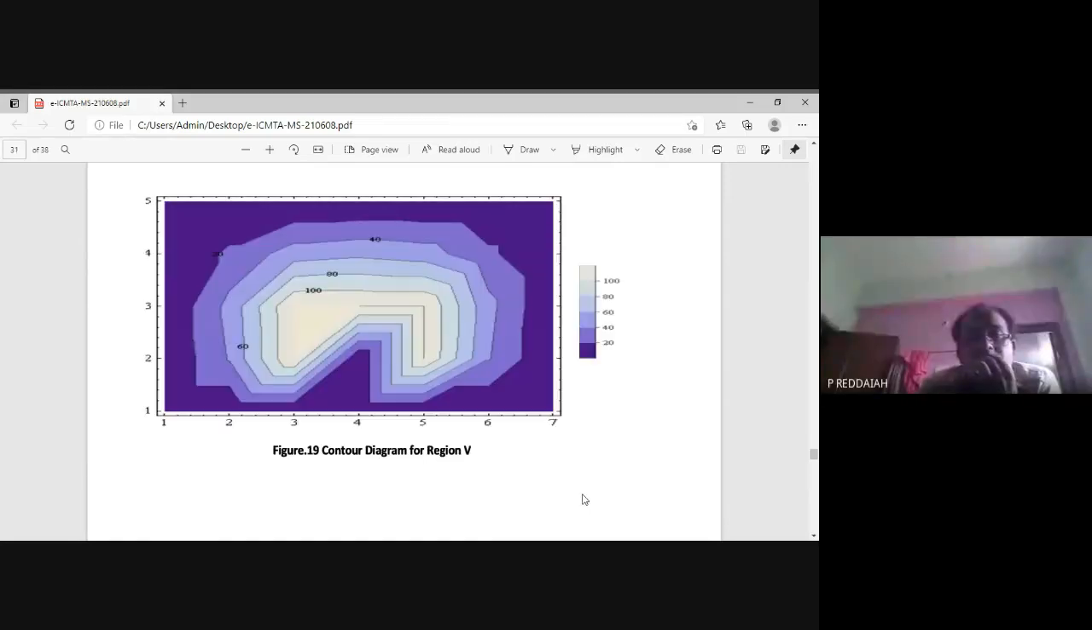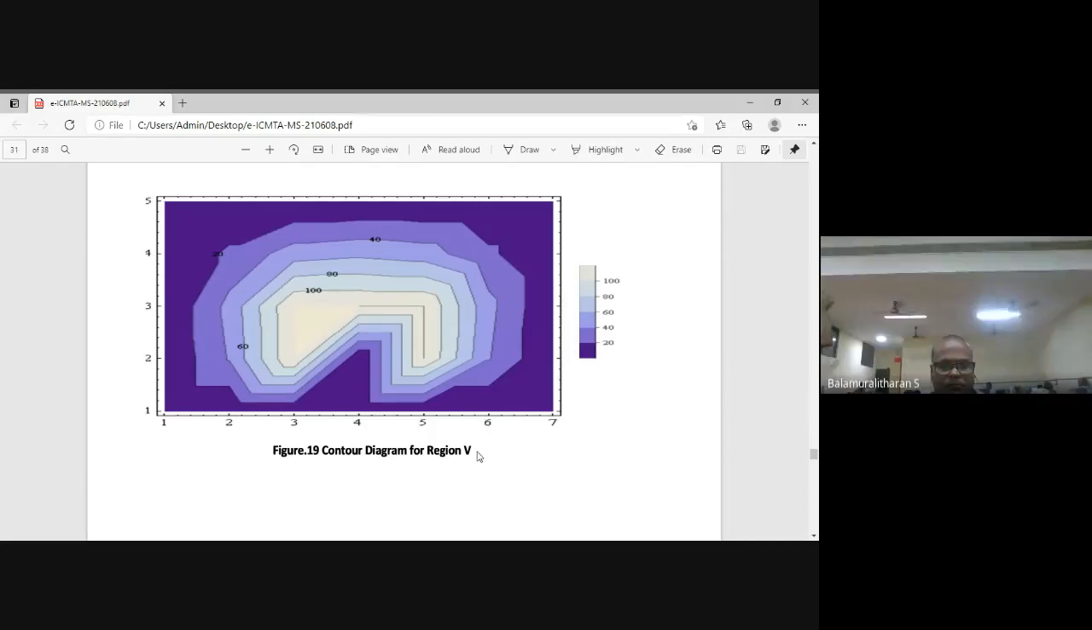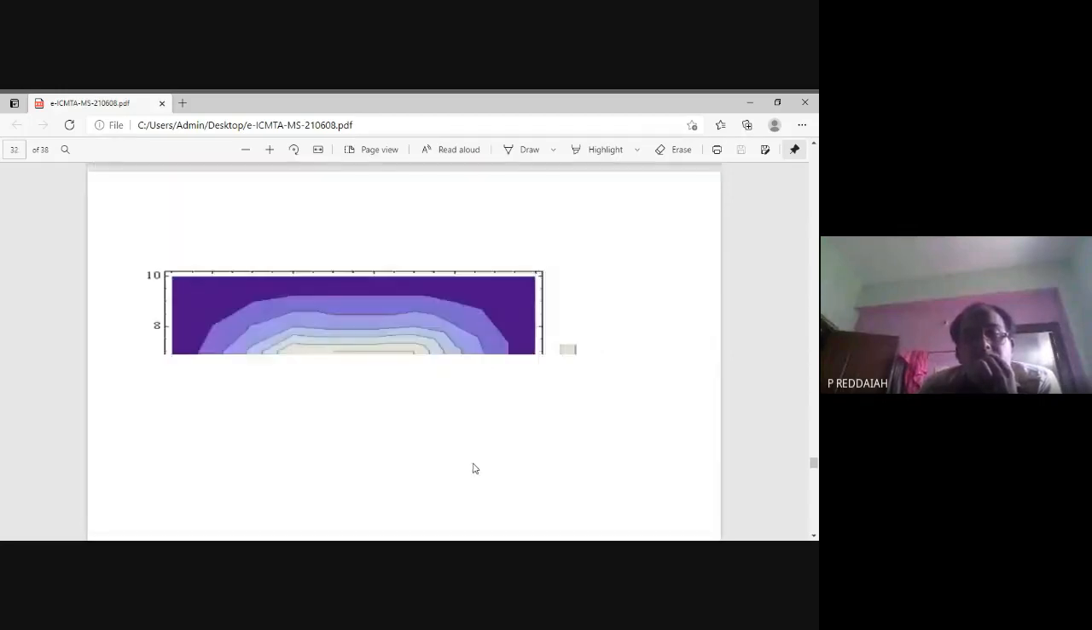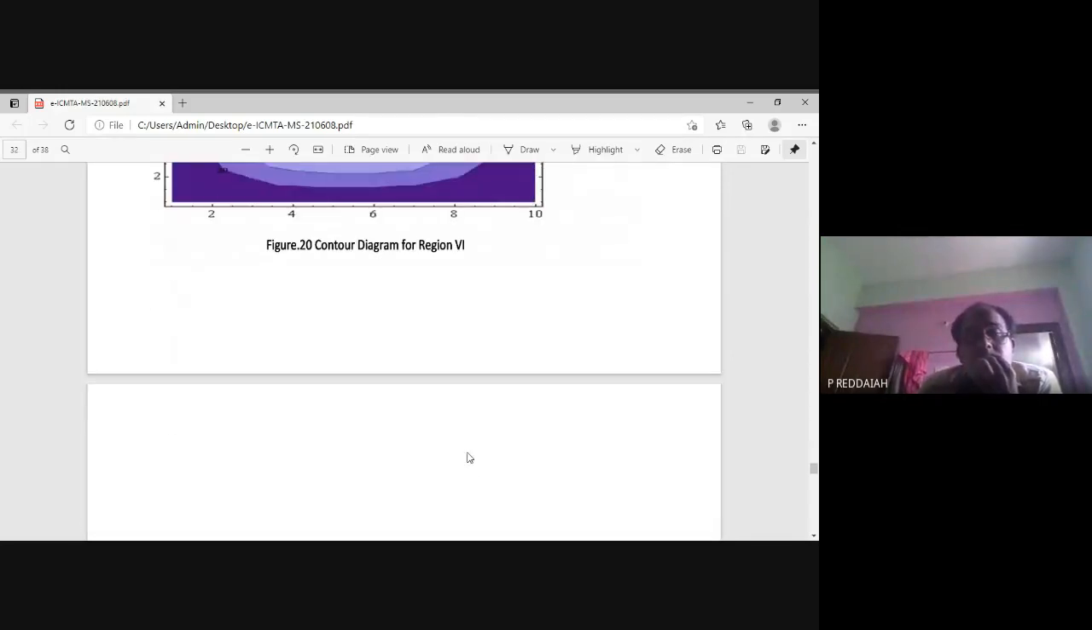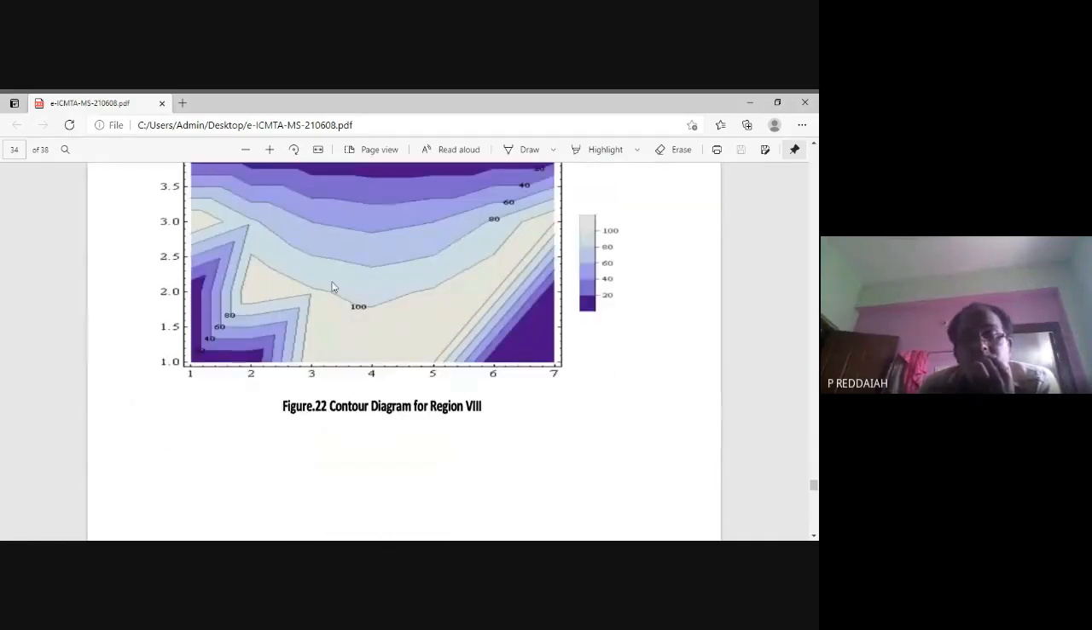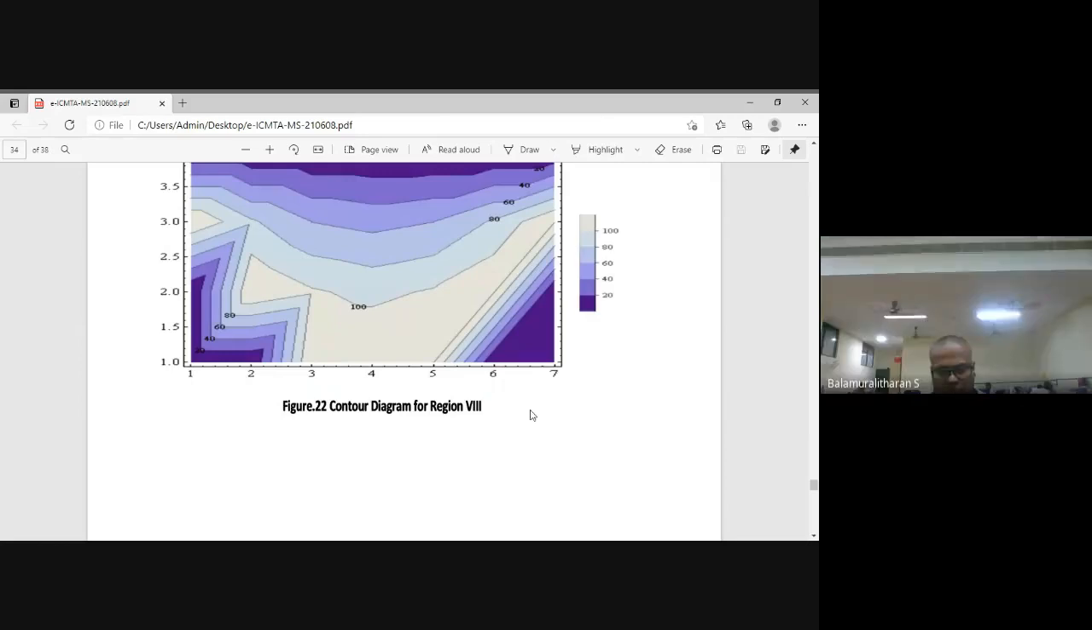These are contour diagrams for region 5. How temperature is distributed is shown in the contour diagram for region 5. And then region 6, region 7, and region 8. How temperature is distributed, we have shown in contour diagrams.